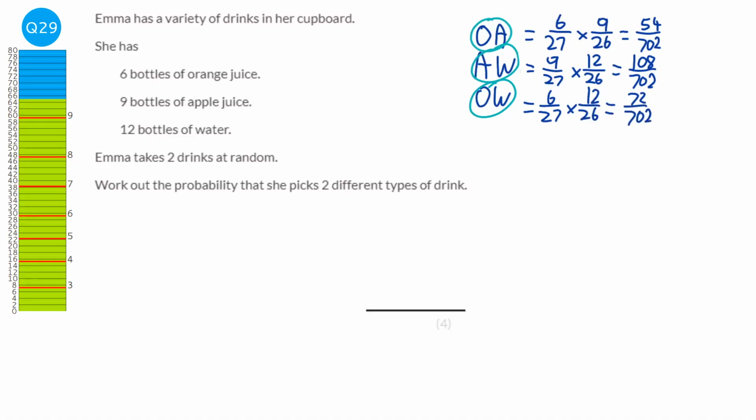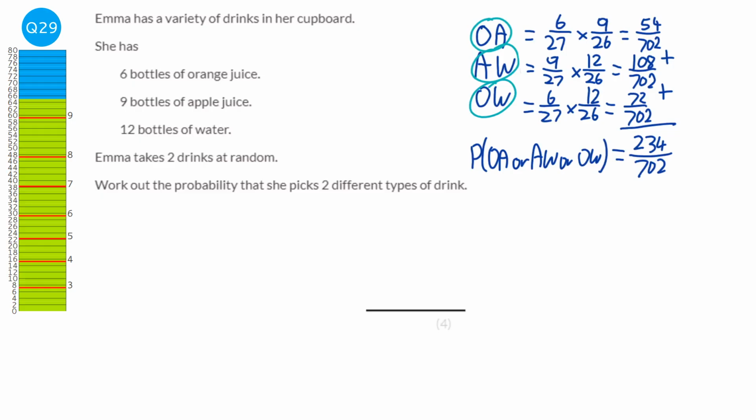Now we're looking at the probability of this or this or this, and the word or means add. So the probability of (I should put that in brackets) OA or AW or OW is these added together. And when you add them together, you get 234 over 702.